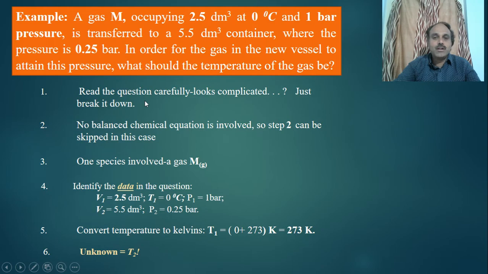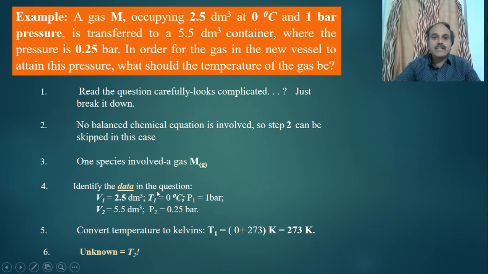This problem does not look complicated. The second step: no balanced chemical equation is involved, because what is asked is the temperature of the gas, so there is no necessity of writing any chemical equation, and step 2 can be skipped. One species is involved, a gas, that is M gas. So the chemical species present in this problem is in a gaseous state.